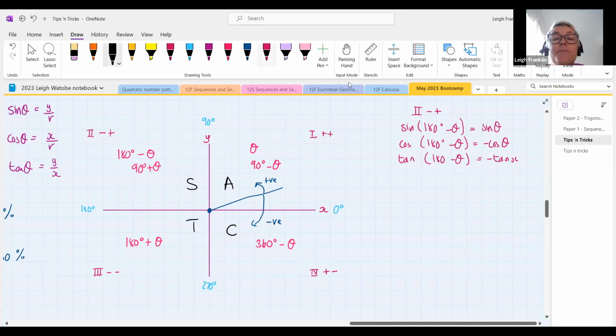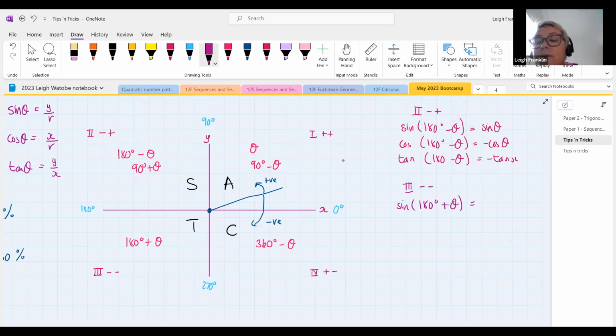C-A-S-T, like so. Okay, in quadrant number 3, remember both x and y are negative. So the sine of 180 plus theta gives us negative sine theta. The cos of 180 plus theta gives us negative cos theta. All right, the tan of 180 plus theta is negative divided by negative, negative y over negative x. That's why it gives us positive tan theta.